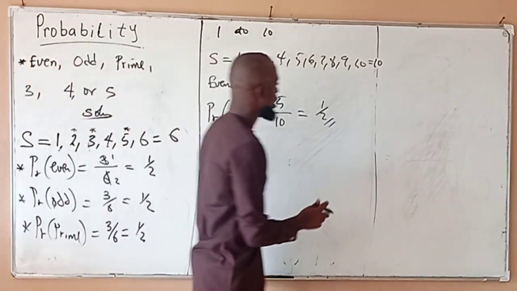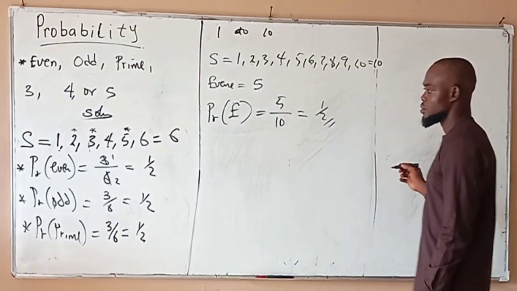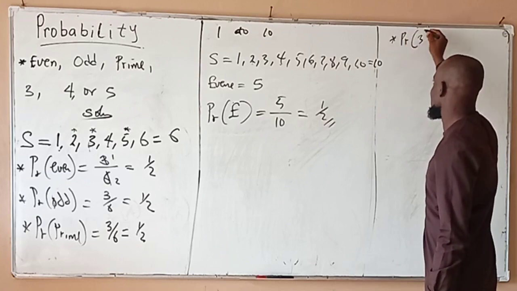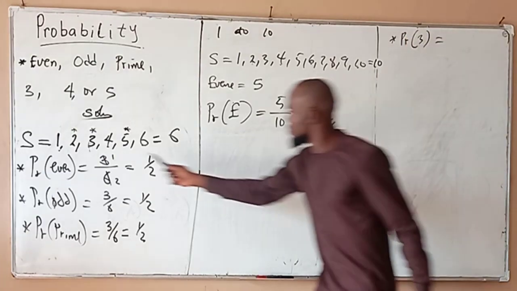Then what about the probability of having a 3? How many events show 3 here?